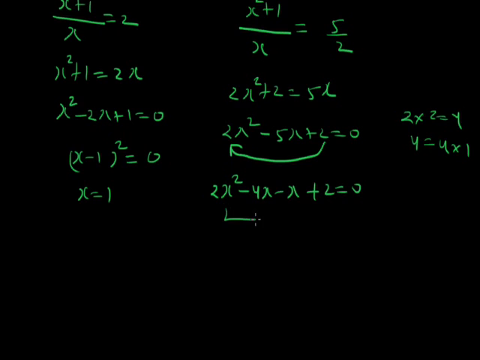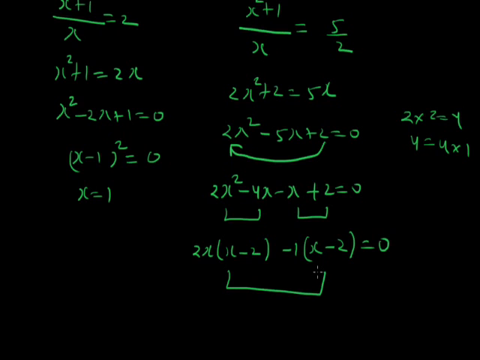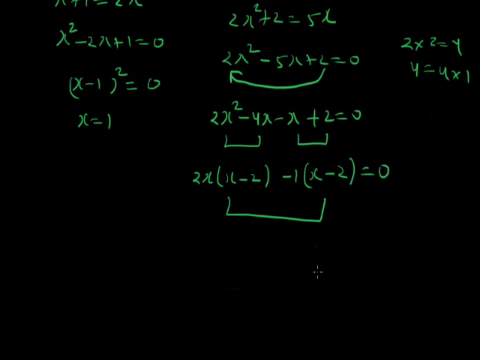What will be common from here? 2x. So what is left? That is x minus 2. What will we take common from here? Minus 1 common. If we take minus common, then this plus becomes, and this plus 2 will convert into what? Minus 2, equals 0. Now from these two terms we can take x minus 2 common. X minus 2 common taken, what is left here? That is 2x, and what is left here? Minus 1 equals 0.